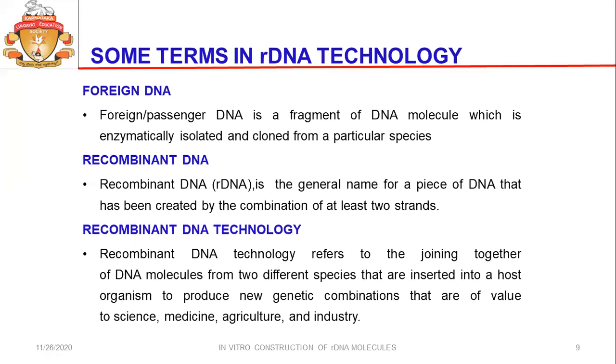Now coming to the technology behind this. Recombinant DNA technology refers to joining together of DNA molecules from two different species that are inserted into a host organism to produce new genetic combinations that are of value to science, medicine, agriculture, and industry. So in this technology, we are joining our gene of interest and the vector, inserting that into a host organism, and producing new genetic combinations, which are used in science, medicine, agriculture, and industry.